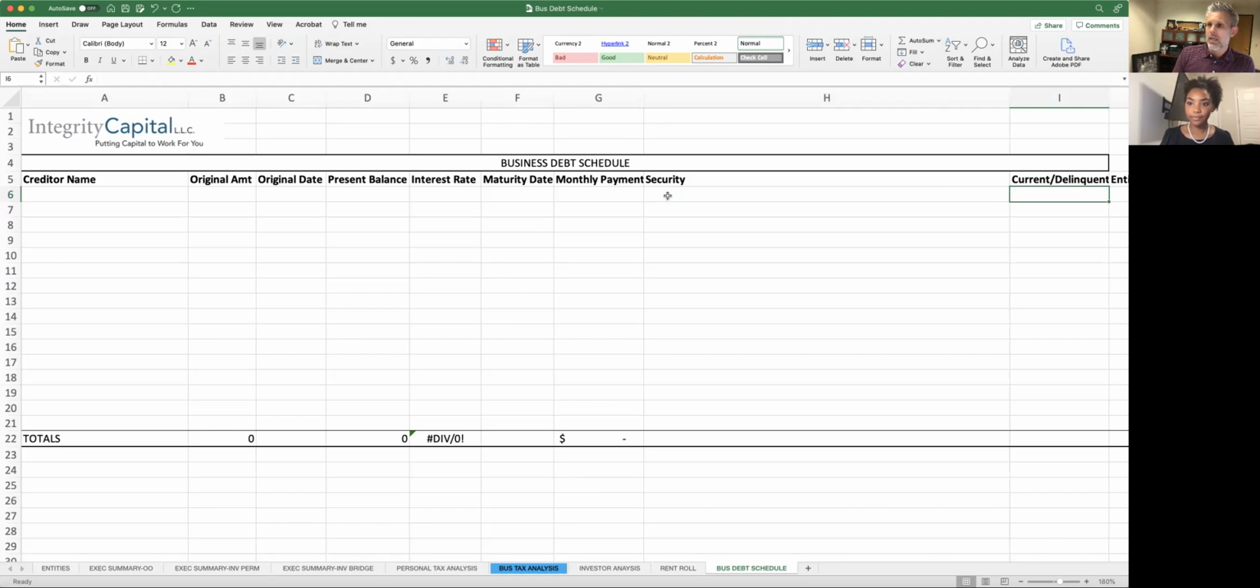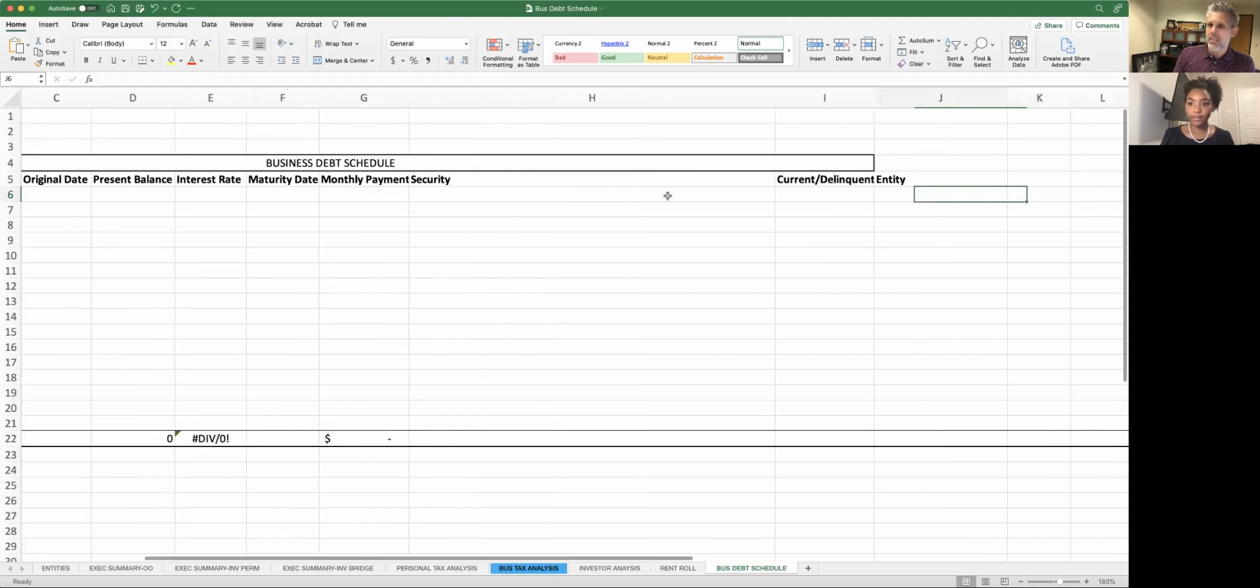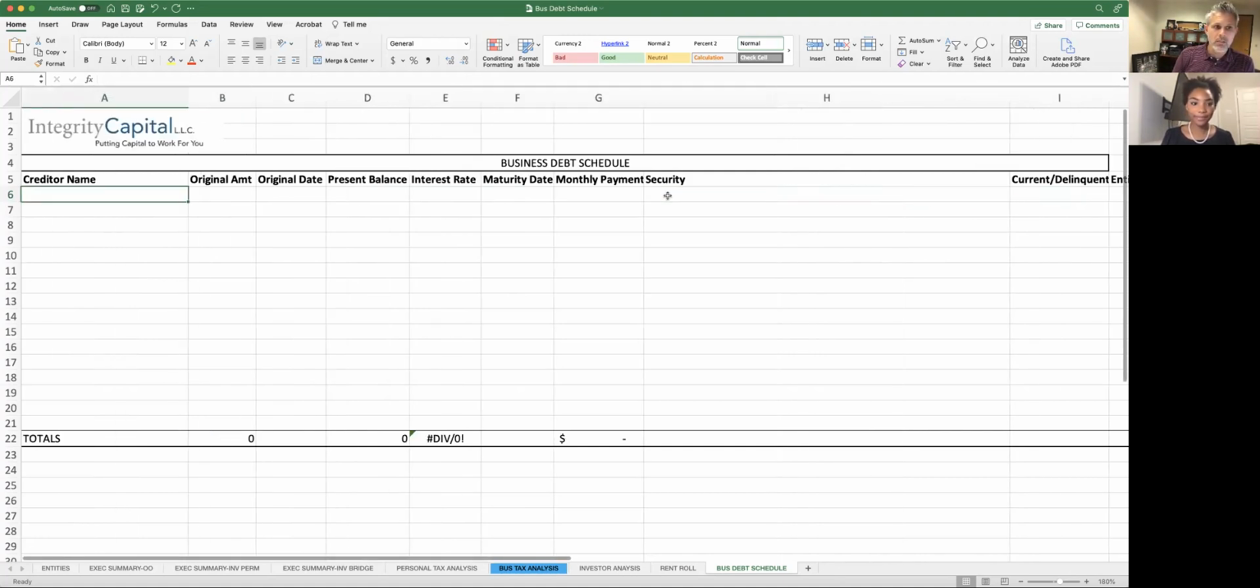And I added a few things, which is what is the entity that it's tied to? So again, if we have multiple entities, I want to know the business debt schedule for every and all entities. Does that make sense? Okay. So a couple of things to just be cognizant of here.